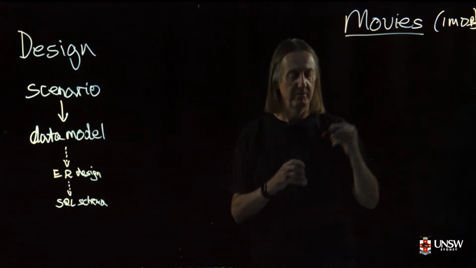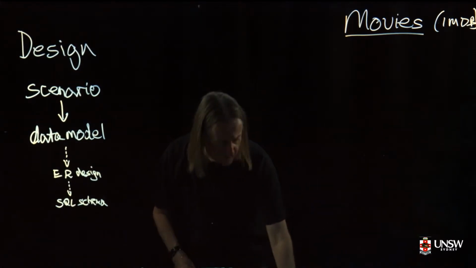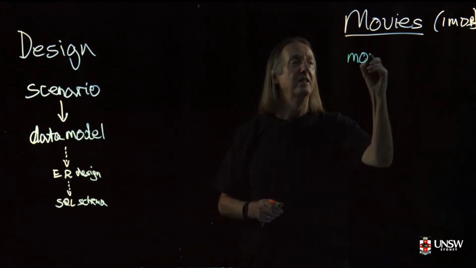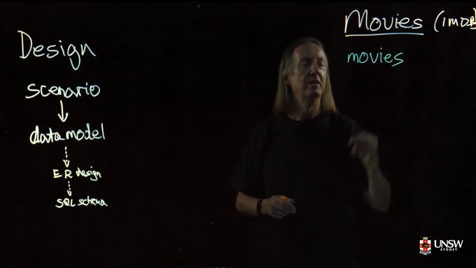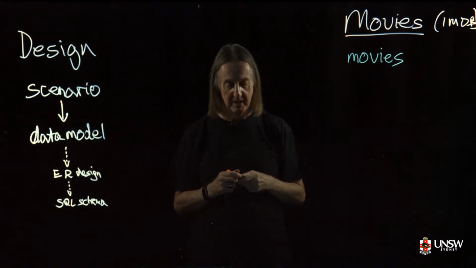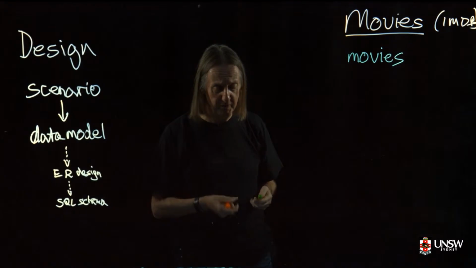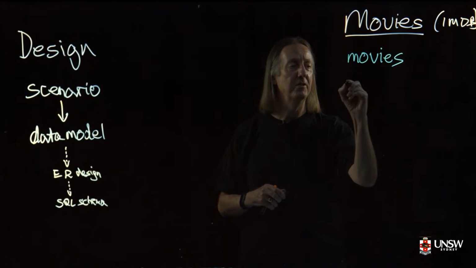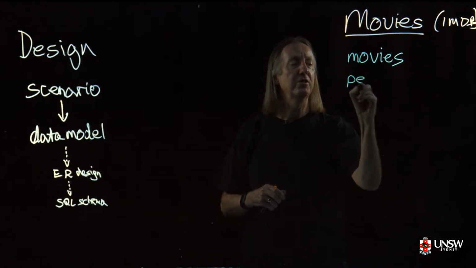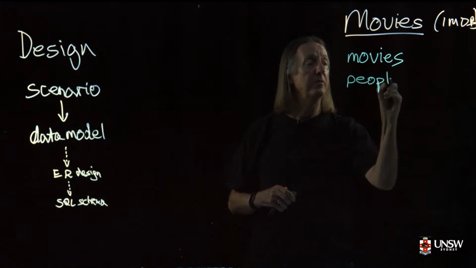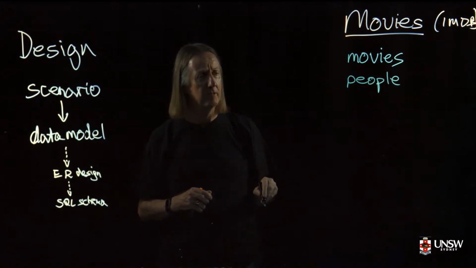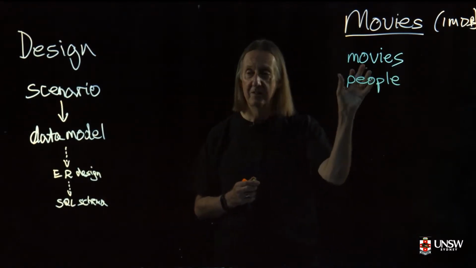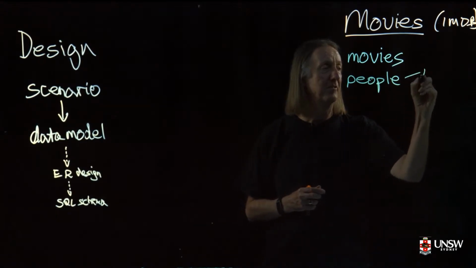All right, so what are the obvious things that we need to worry about? Well, patently obvious is movies. I'll talk about what information we care about with movies in a minute. And then there's all the people who are associated with movies. So I'll just start by writing people. And often when you're doing a database scenario, there are various classes of people that crop up. But always it's going to be people, and people have names.